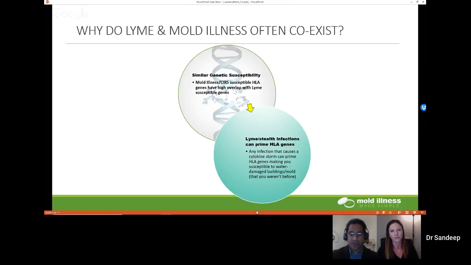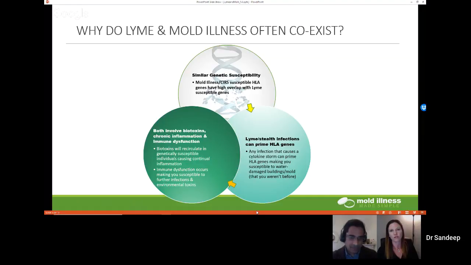True, yeah, that's right. So when the immune system gets hit by one insult, for instance, if one gets a tick bite, this can create a cytokine storm, which means a series of inflammatory chemicals that can be released in the system, and that can actually affect the expression of these genes, which we call HLA genes, and make us susceptible to water damaged buildings or mold, even if you may not have been prior. I find that to be a really interesting interaction. I've seen that many times in clinical practice where people say, for instance, I was living in a moldy building, but it wasn't until I had a tick bite that all of a sudden I started really noticing it was affecting me. So that's a really interesting interaction that seems to occur.